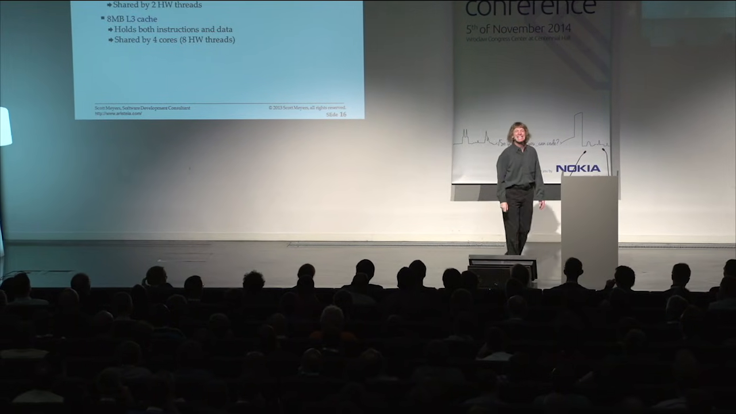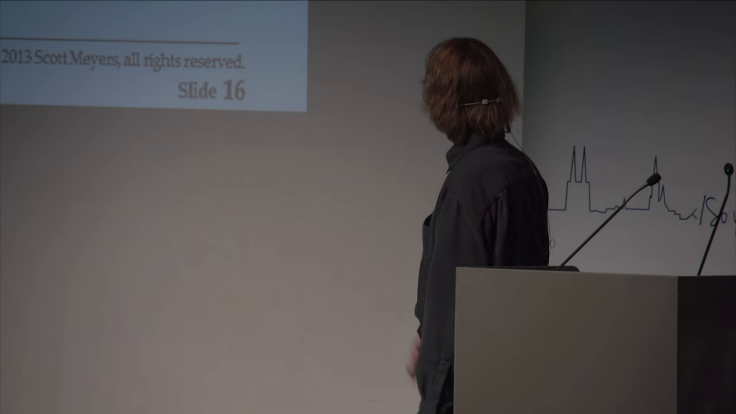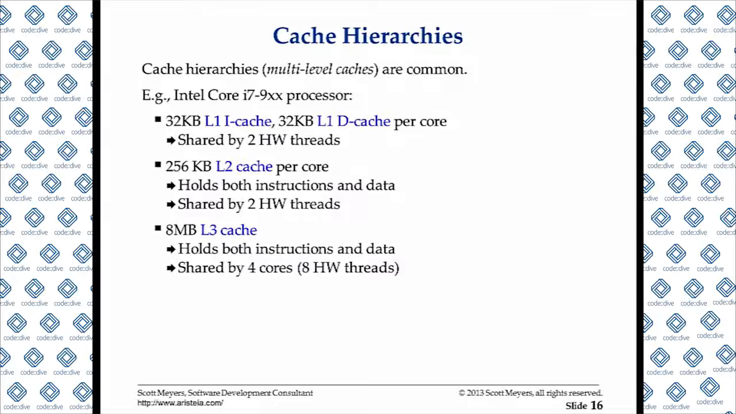32 kilobytes. Anybody remember kilobytes? Not megabytes, not gigabytes, 32 kilobytes of level 1 data cache per core, and 32 kilobytes of level 1 instruction cache per core that's shared by 2 hardware threads. 32 kilobytes. Look it up.